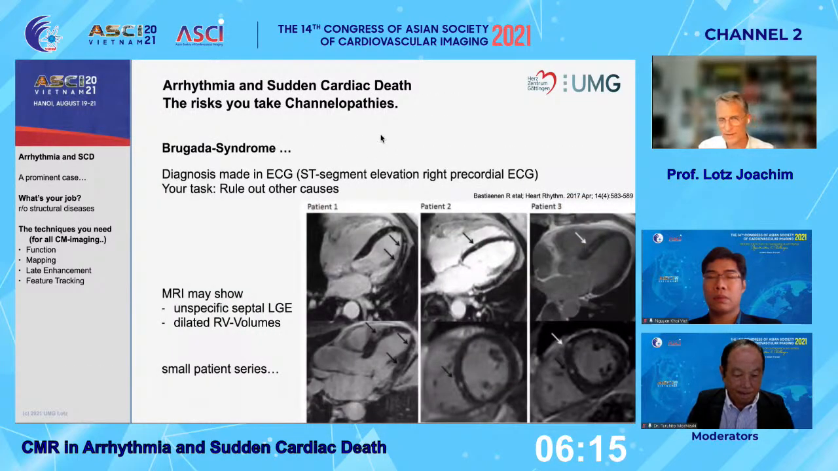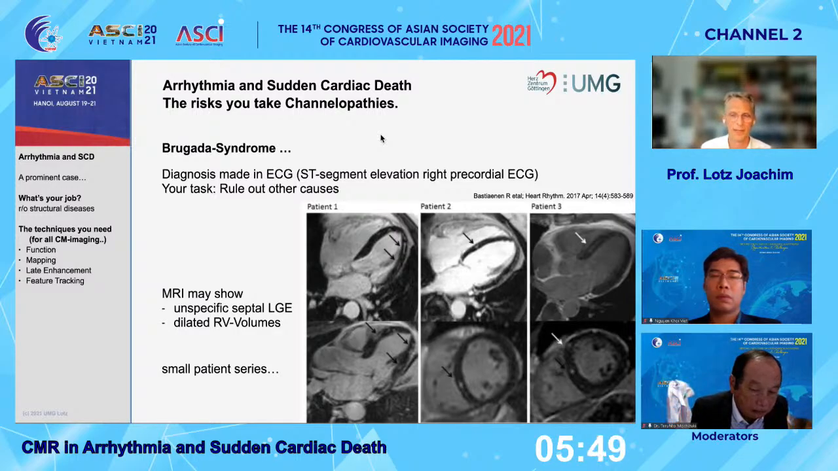And now the last group is the channelopathies. The channelopathies, unfortunately, are one of the major parts, especially in athletes, which you cannot really depict from the normal routine checkup of the athletes. These are diseases of sodium channels within the myocardium. And you can usually depict them on the ECG once the Brugada syndrome has established itself with a full-blown disease extent. Your task as an imager is to rule out other causes.